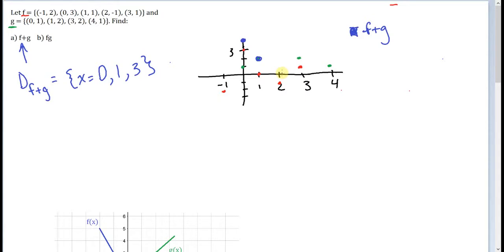2 is not in the domain because I have a point for f but no point for g, so moving on. Oh, for 3, it is in the domain. 1 plus 2 is 3. And 4 is not in the domain of f plus g. So we can see from this that f plus g is equal to a set of 3 points: (0, 4), (1, 2), and (3, 3).